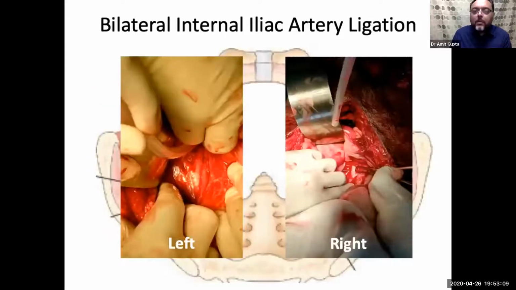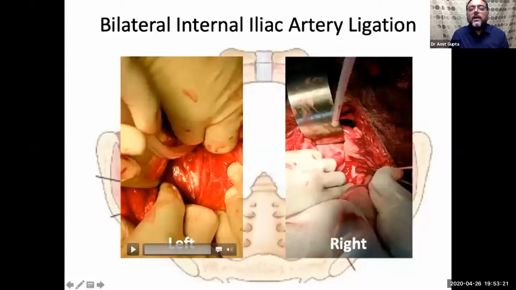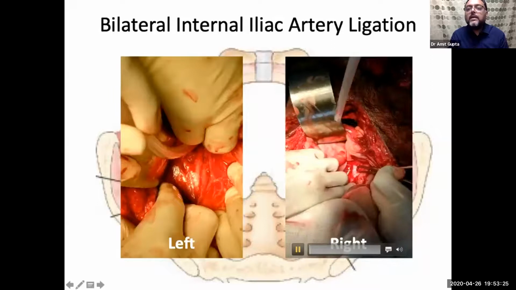Just a couple of very quick videos, just to show. So this is the pelvis, that's the caudal end. This is the cranial end on the right side. This is on the left side. You can see, I'll just run it on the right side first. This is a case of pelvic fracture.